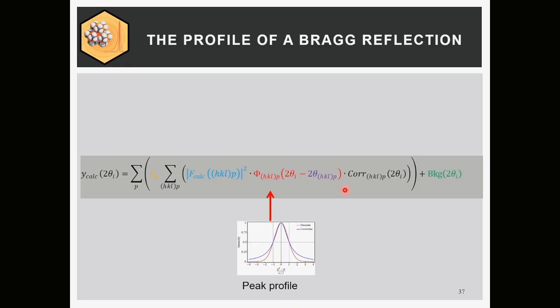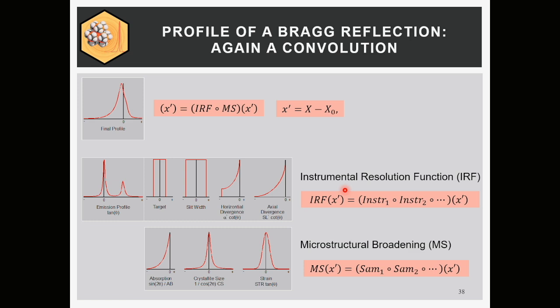Okay, now we come to the profile, and this is where we will do tomorrow a lot of little exercises in determining the instrumental resolution function. Why is the profile so important? The profile is important because this is now the best example of how important convolutions are. We have already seen from Klug and Alexander these pictures. This is a famous picture. You have the convolution of so many effects for the final profile.